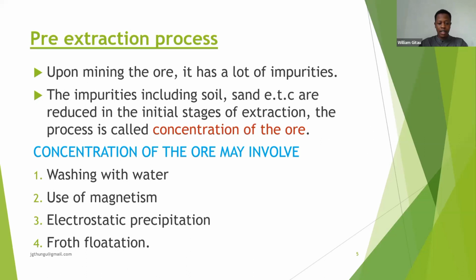Then there is use of magnetism. For example, if the ore is magnetic, like the ore of iron, we refer to it as magnetite. There is another one called hematite. We use magnetism to separate it from the impurities. There is electrostatic precipitation, which you can use to remove dust. We are familiar with that.